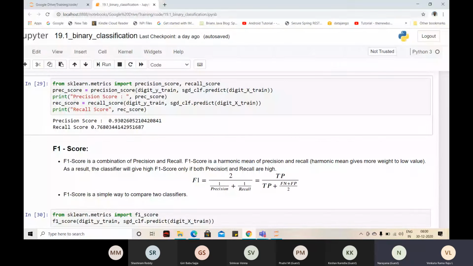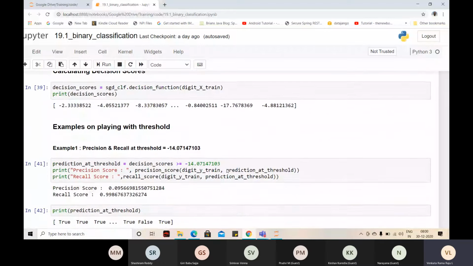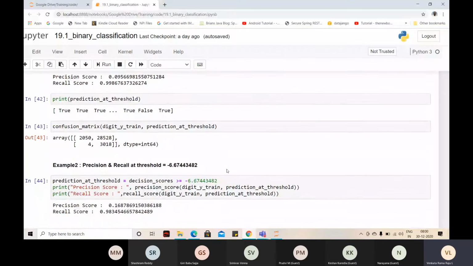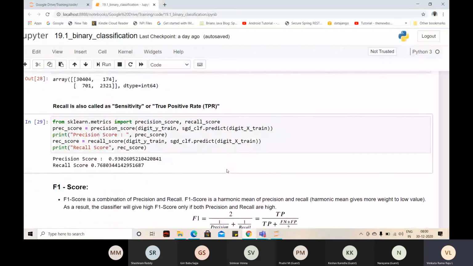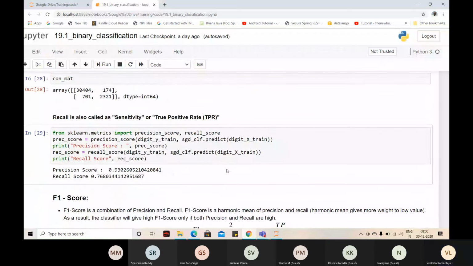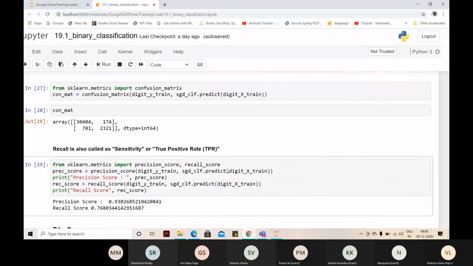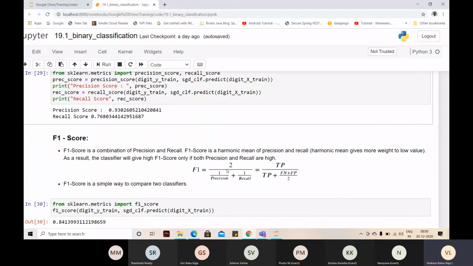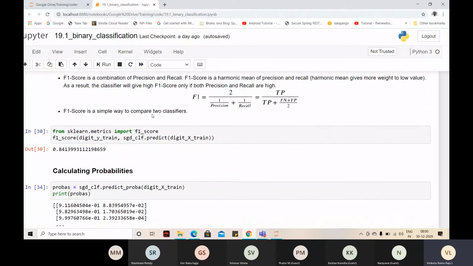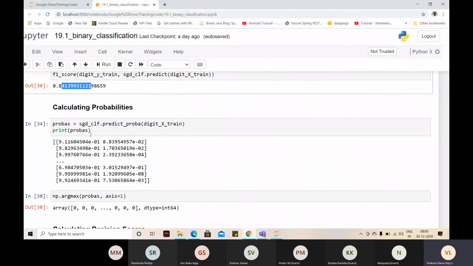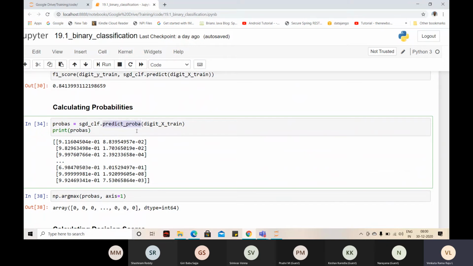Yes, sir. Okay. So now, how to play with precision and recall. Let me show you something here. So we got some precision and some recall, and some F1 score. There is a method called predict proba, which will actually give you probabilities of the class. So let me try to run all of the above once.